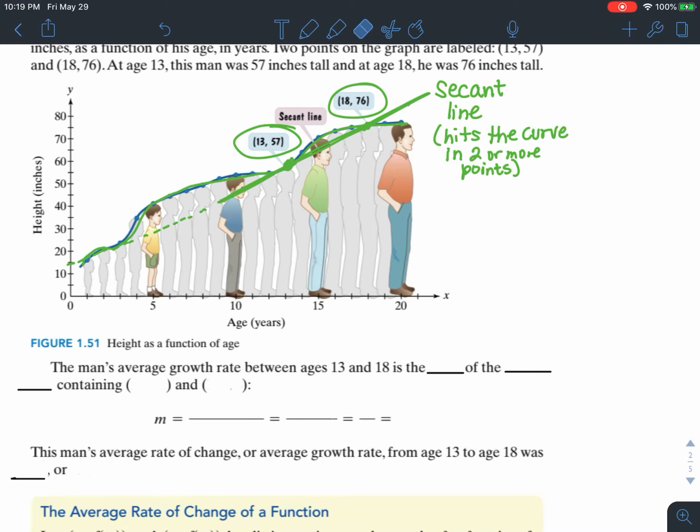So his average growth rate between the ages 13 and 18 is just the slope of the secant line. So you pick 2 points off of the secant line, and you have to sort of be given something. They're not just going to ask you the average rate of change. They have to give you some parameters. And what they usually give you are X values. So 13 and 18, because he was 57 inches at 13 years old and 76 at 18.